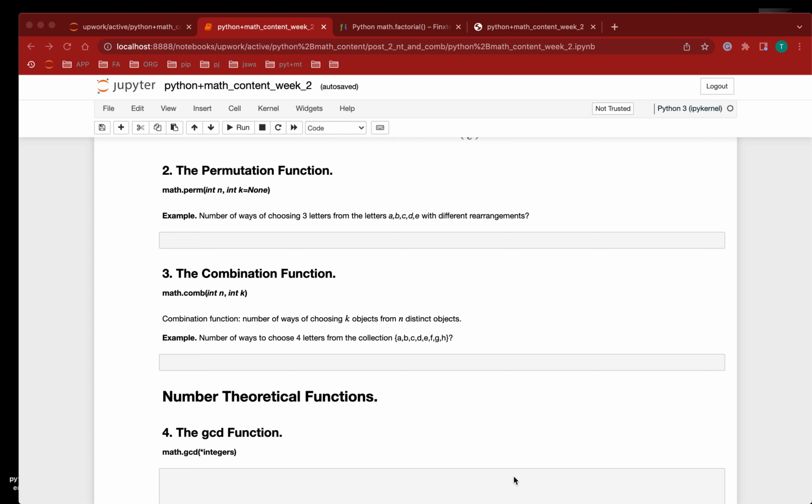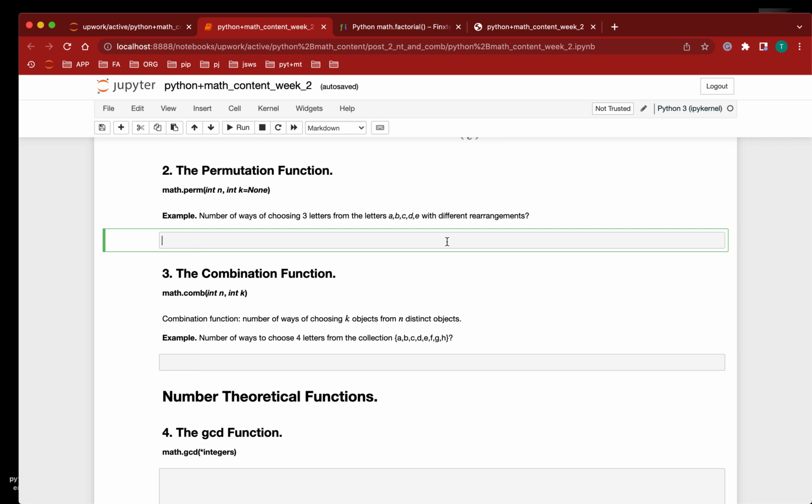Let's now move on to the permutation function. As we did for the factorial function, let's look at an example. What is the number of ways of choosing 3 letters from the letters A, B, C, D, E with different rearrangements? So what do we mean by this?